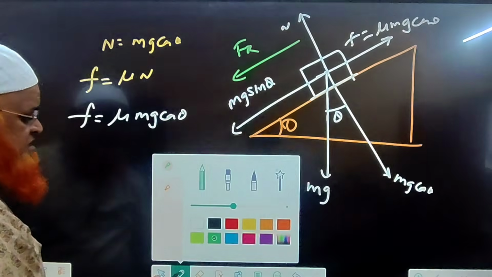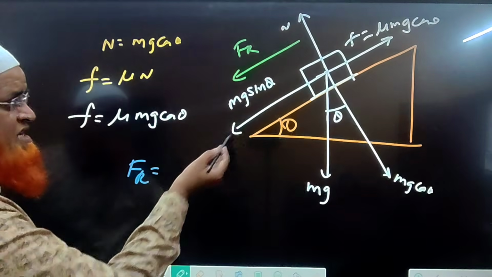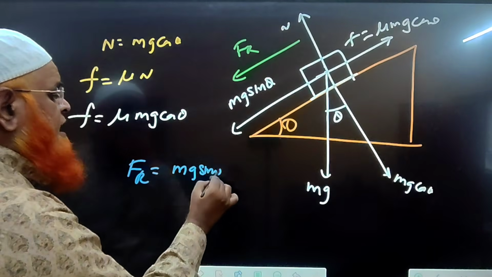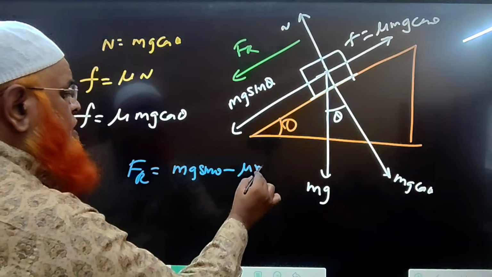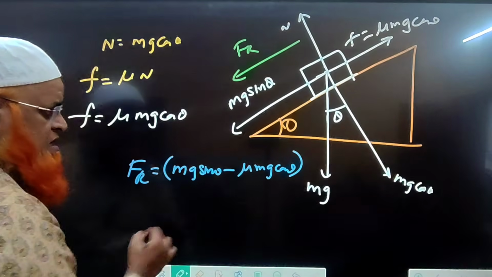Then what is going to be your resultant force? See, the dominating force is mg sin theta, minus the force on the other side, which is mu mg cos theta. So I got the resultant force.